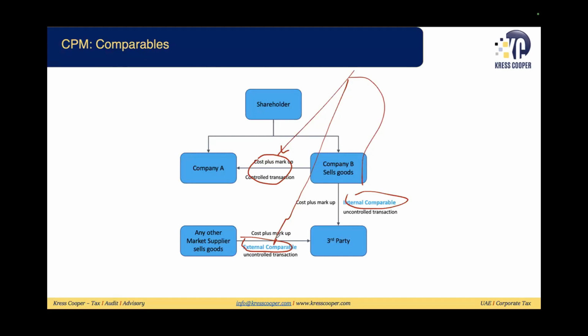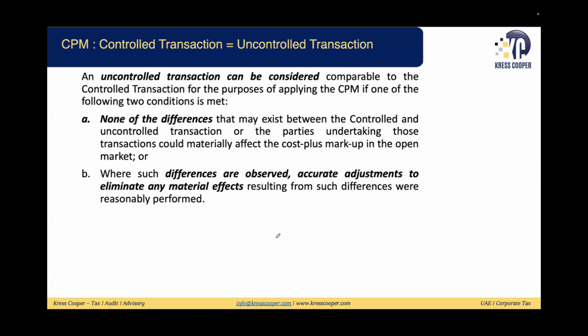In the same way, if the price of the transaction being analyzed is exactly matching the price of the external comparable, we can say again the transaction is at market value, par value, fair market value, arm's length price. There's no difference. So we can say this is itself an arm's length price, fair market value. The same thing, there are none of the differences. This is what I've explained.